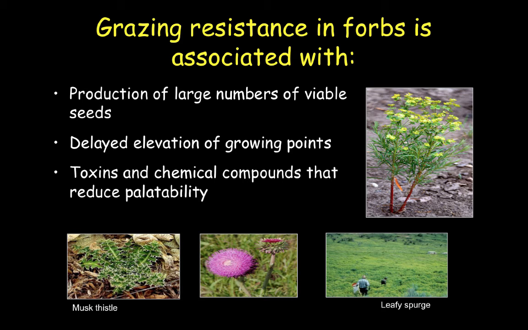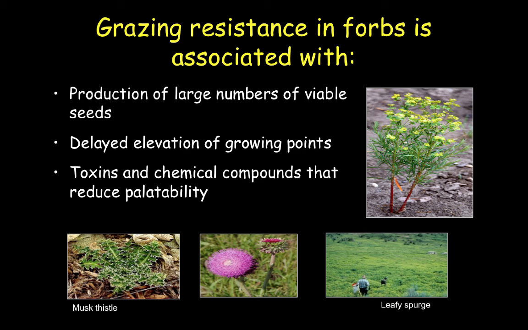And then let's talk about forbs very quickly. So forbs tend to be annuals. Some of them will be perennials. The ones that we deal with in California are annuals for the most part, and they are going to produce large numbers of viable seeds. So our invasive forbs like star thistle, they have the ability to put out a lot of seed very quickly because not a lot of grazing takes place on them if you're not strategically managing for it.